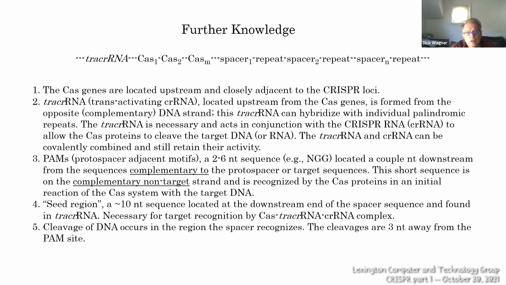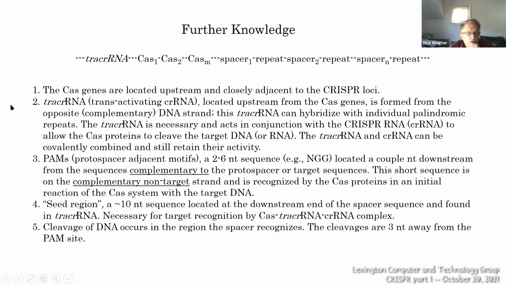This is information that is maybe 10 years old or even newer than that. More knowledge about the CRISPR, what's going on in this area. And again, this is taken from studies of bacteria. The Cas genes, in other words, the genes that encode the Cas proteins, are located upstream. That is, as you read the RNA, you're reading it from one end to the other. Upstream is the source end, and if it's downstream from whatever you're talking about, it's later in the reading of that genome. The Cas genes are located upstream and closely adjacent to the CRISPR. So when you see the bacterial genome, you find these CRISPR loci, and several hundred nucleotides upstream from it, you find the genes that encode Cas.